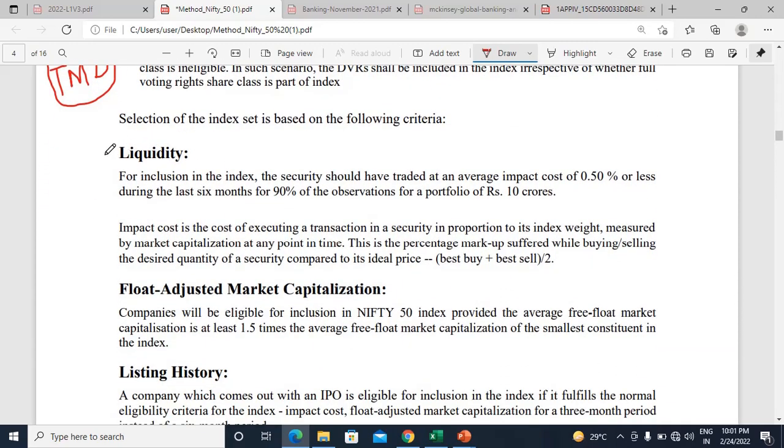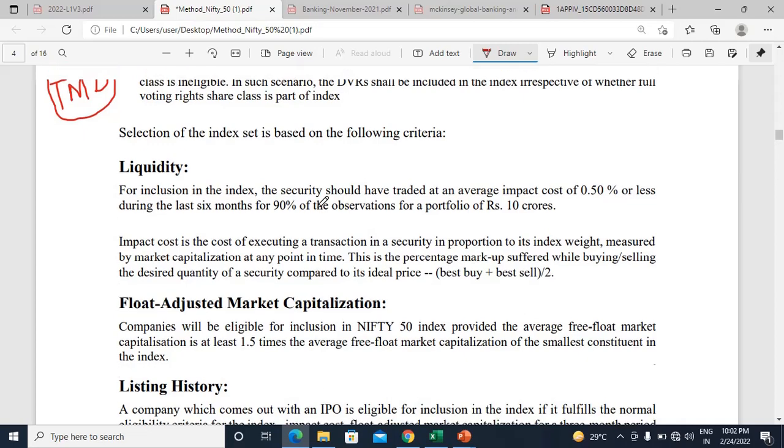So the liquidity criteria. For inclusion in the index, the security should have traded at an average impact cost of 0.50% or less during the last 6 months for 90% of the observations for a portfolio of 10 crores. So what is this impact cost now?